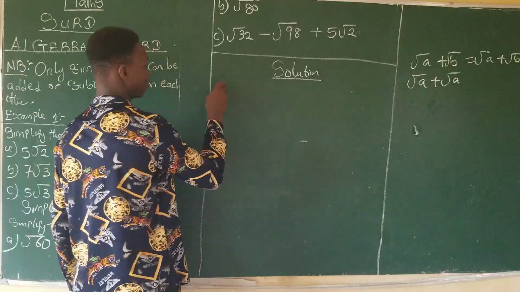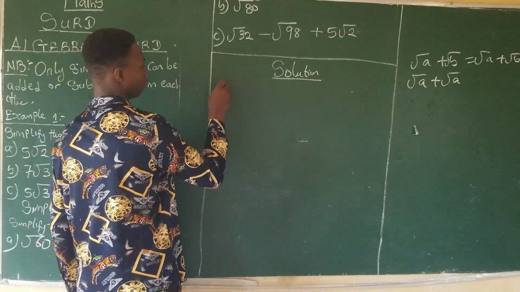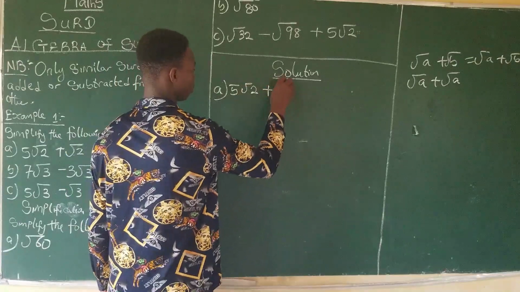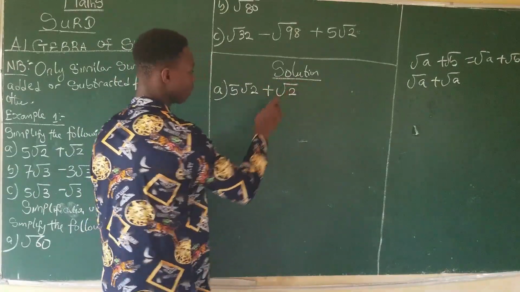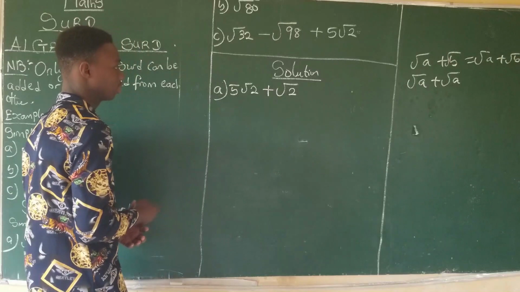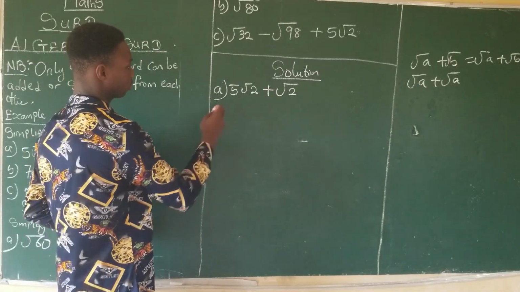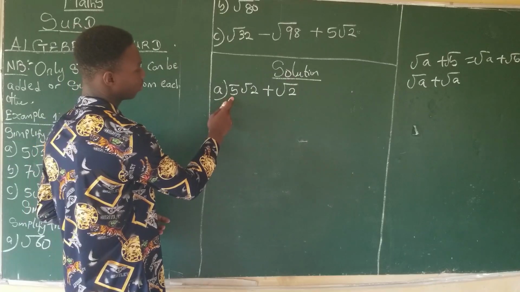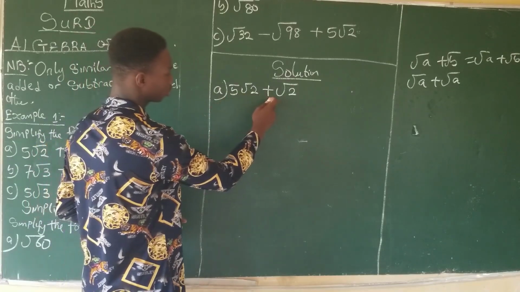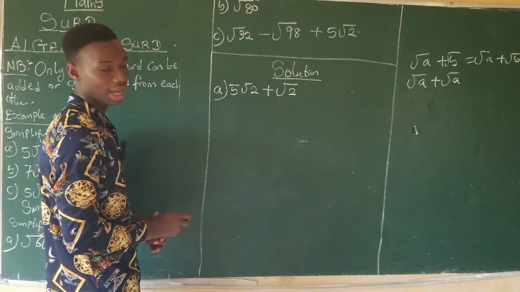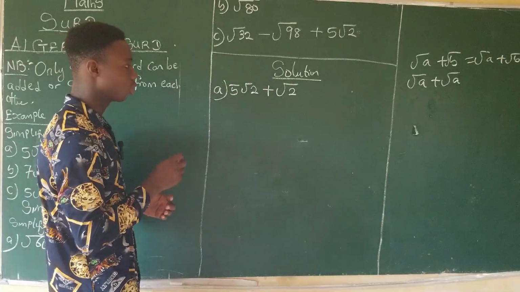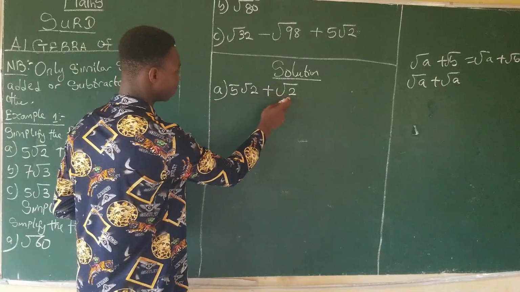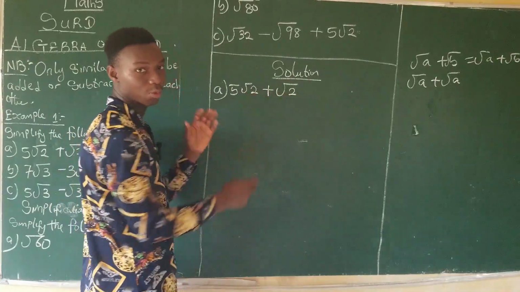We say A: 5 root 2 plus root 2. From what we have in this question, solving this kind of question is very simple, because we have the same roots here. We have similar roots on both sides.